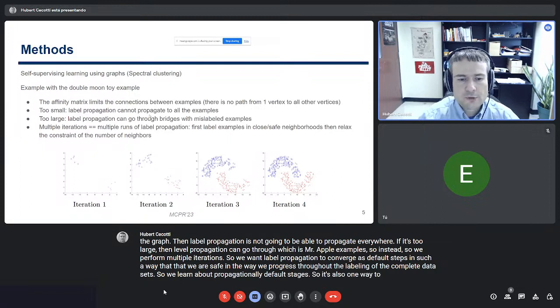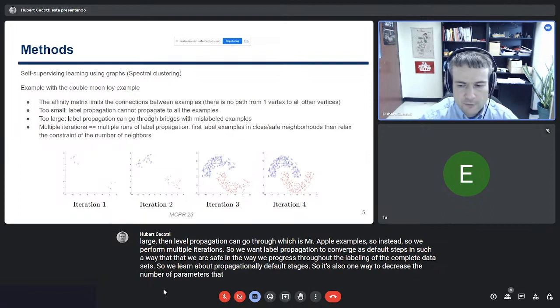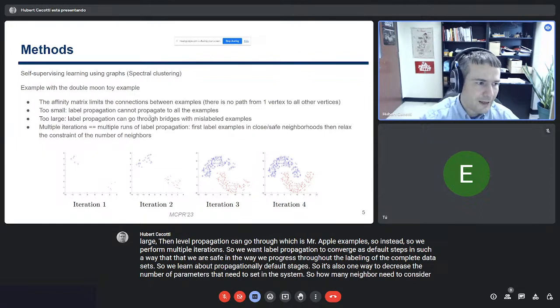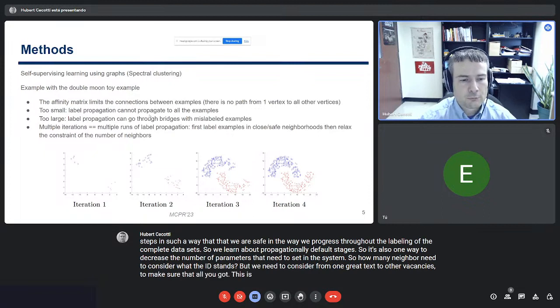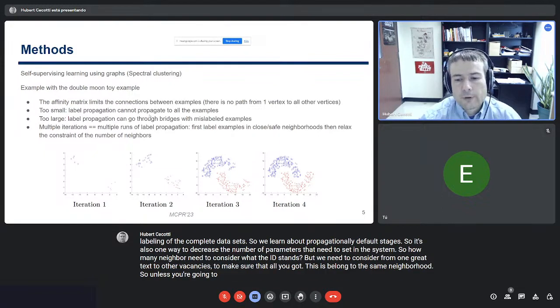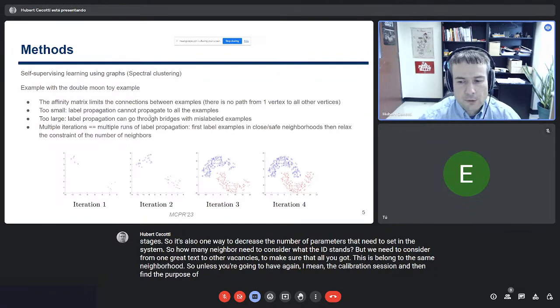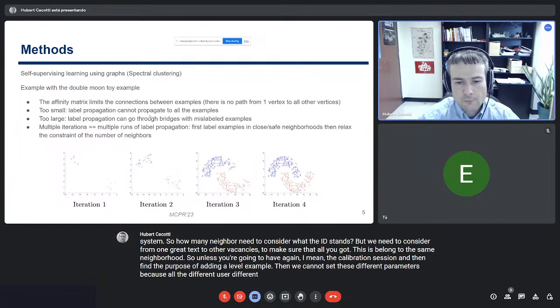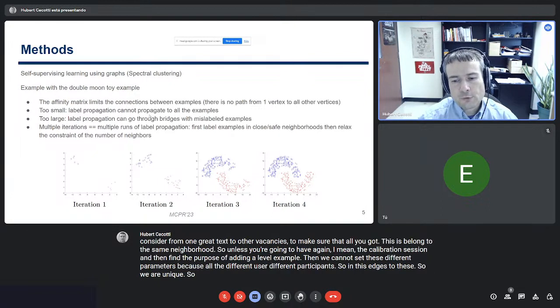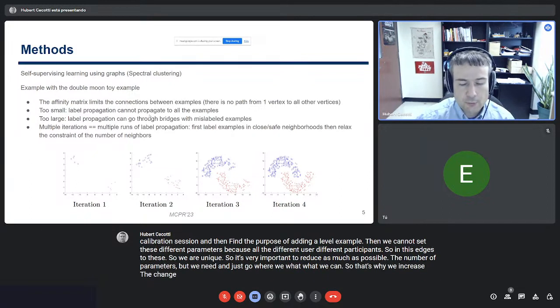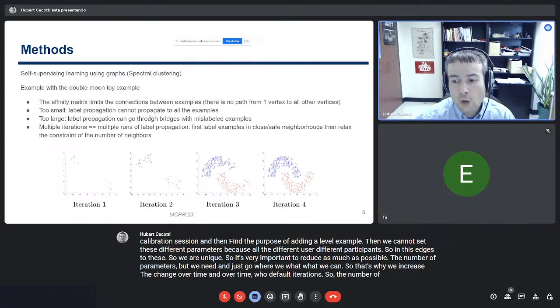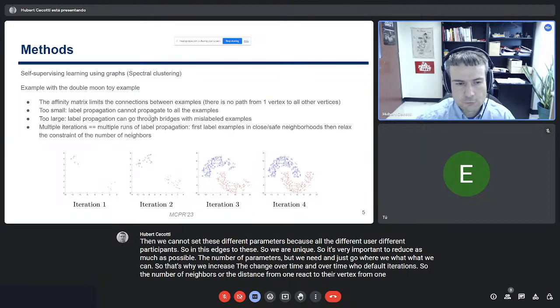It's also one way to decrease the number of parameters that we need to set in the system: how many neighbors we need to consider, and what's the ideal distance from one vertex to other vertices to make sure that all the vertices belong to the same neighborhood. Unless you have a calibration session and define the purpose of adding unlabeled examples, we cannot set these parameters, because all the different users, different participants in these EEG studies, are unique. So it's very important to reduce as much as possible the number of parameters that we need. That's why we change over time, through different iterations, the number of neighbors or the distance from one vertex to other vertices.